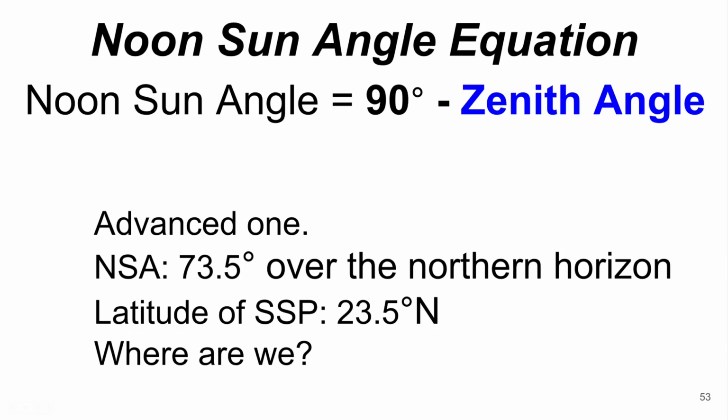So let's do an advanced one. The noon sun angle is 73.5 degrees over the northern horizon. So if the sun is north of us, we've got to be south of the subsolar point. So we know the latitude of the subsolar point is 23.5 because that's given. I will always have to give you 2 elements of information in order for you to solve for the third. So I want to know, where the heck are we?